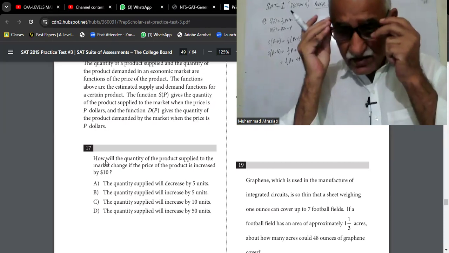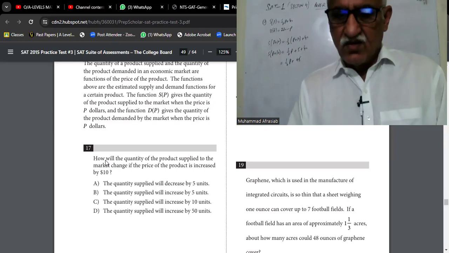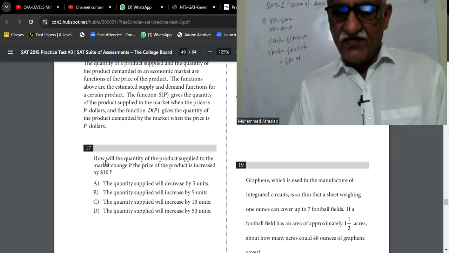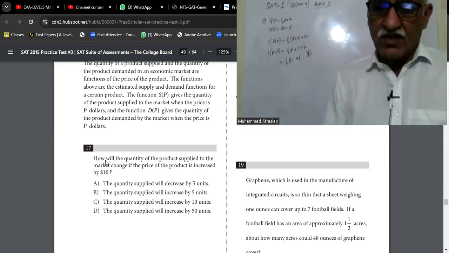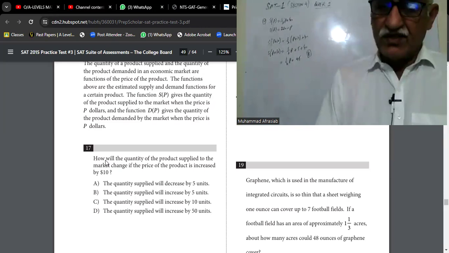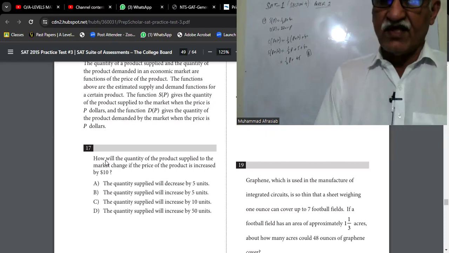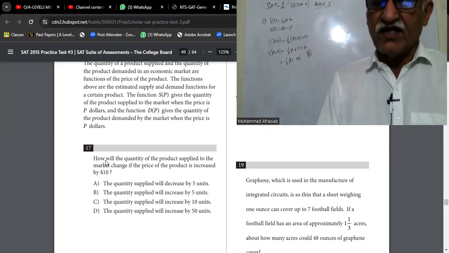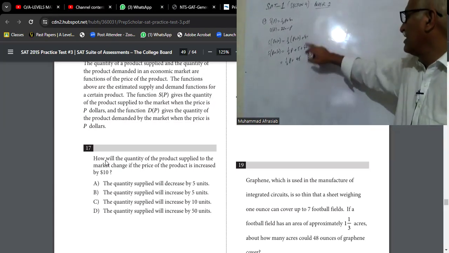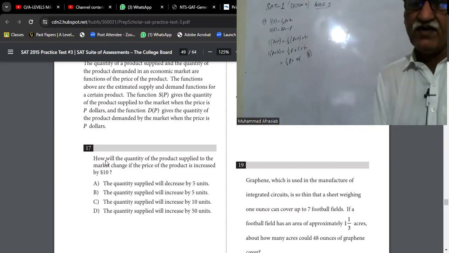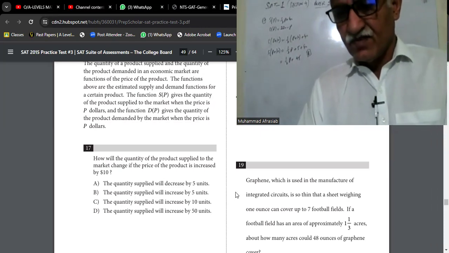The quantity supplied will decrease by 5 units. It is wrong. The quantity supplied will increase by 5 units. So B is the right choice for this portion. The quantity supplied will increase by 10 units, wrong. The quantity supplied will increase by 50 units, that is also wrong. So it is basically the quantity supplied will increase by 5 units because it was 40 and it is 45. So the sets of the equations are the same. So that means that this supply is 5 units more than that.